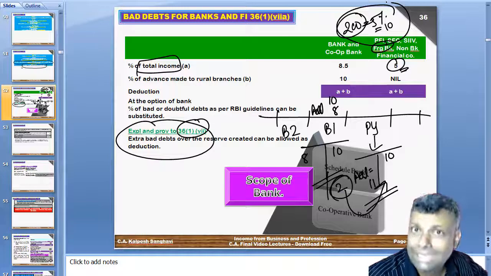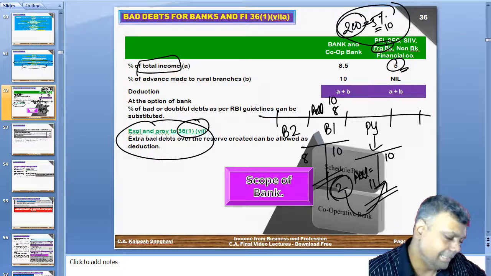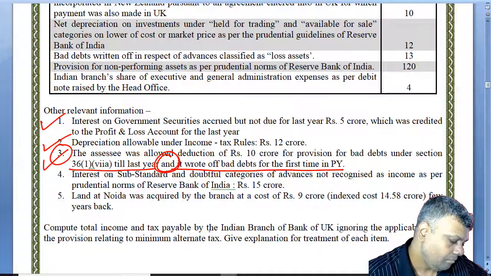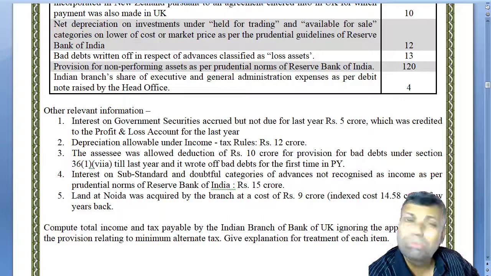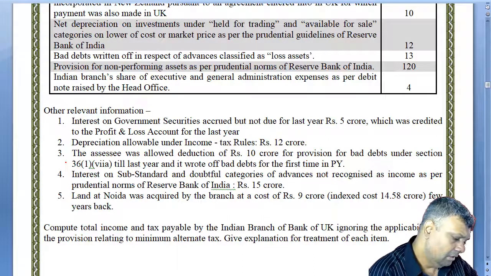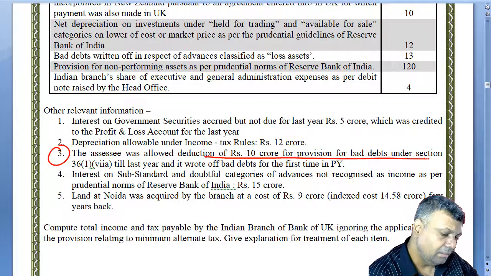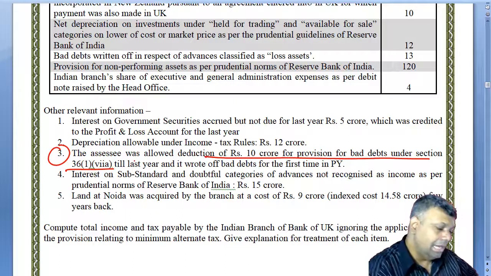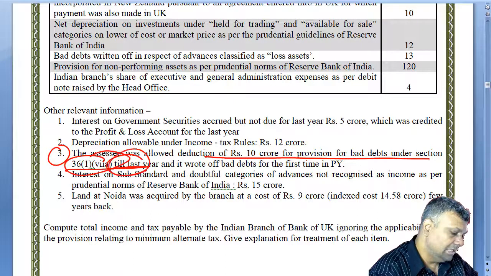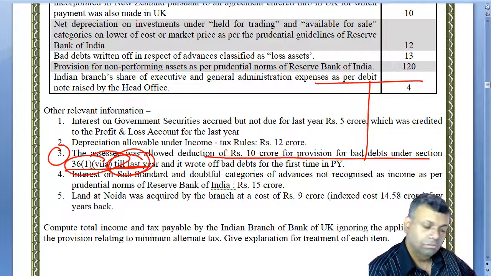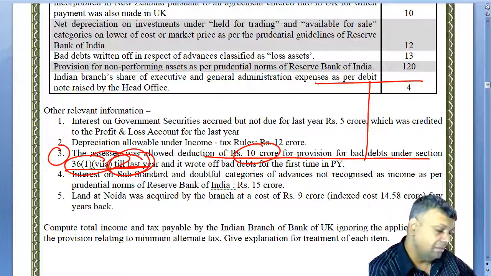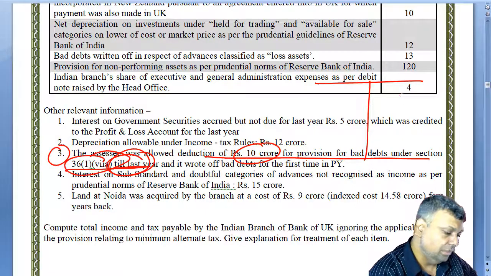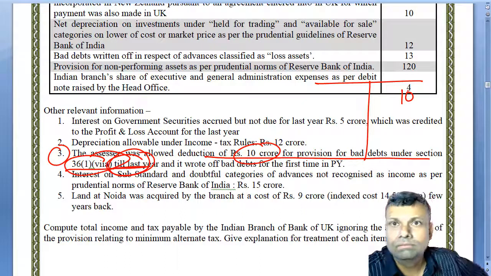How does this translate in your given question? Understand that. And this data is already printed in the question. Very smartly printed in the question. Now look at this particular point that we are discussing. Assess your allowed deduction of 10 crores provision for bad debts under 36(1)(7) till last year. See, till last year. So you have a ledger account. You were given 10 crores deduction for this particular on 36(1)(7). 36(1)(7) is a provision. So you have created a provision of 10 till last year.